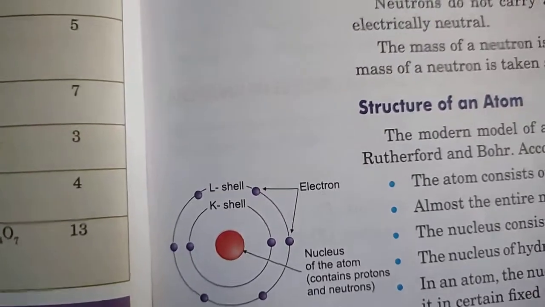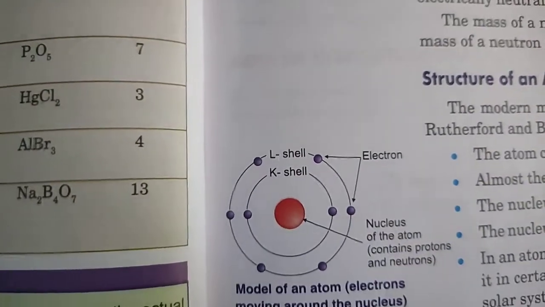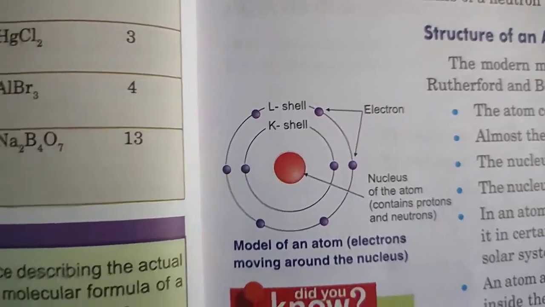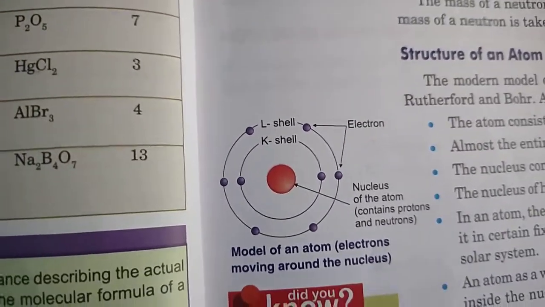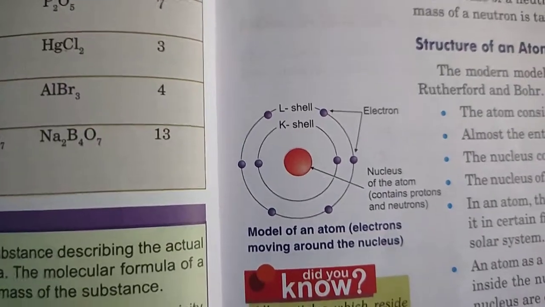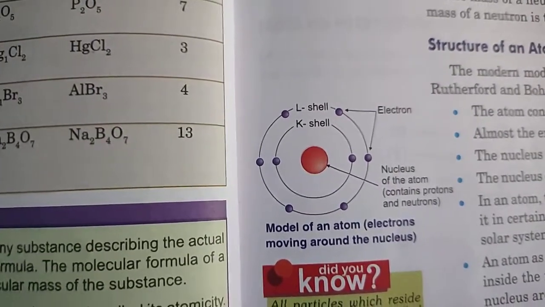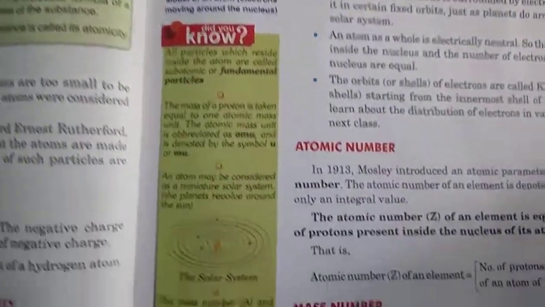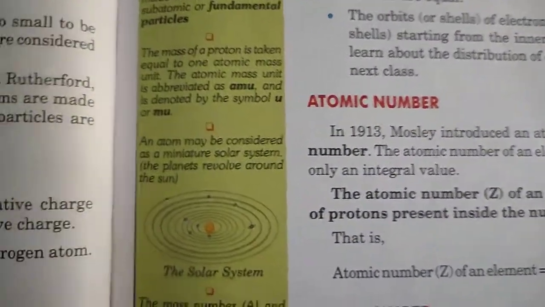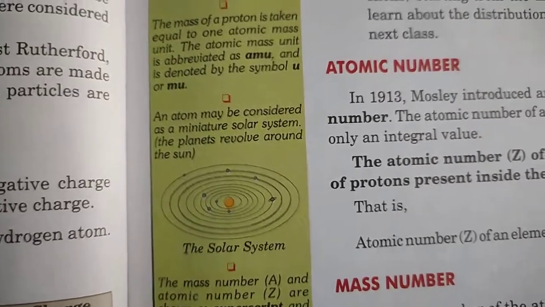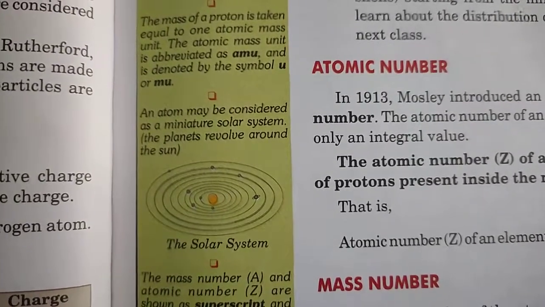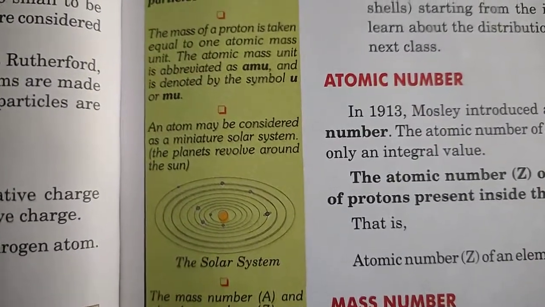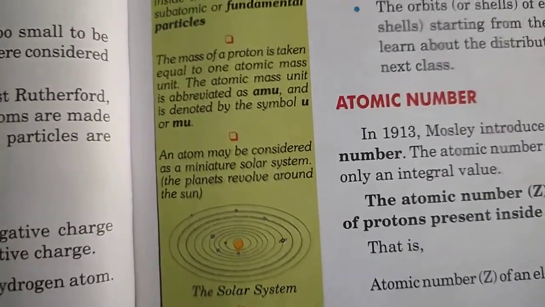You should remember only that electrons revolve in certain fixed orbits, and the nucleus is in the center. It is a positively charged core. We call this the nucleus. The entire mass is concentrated in the nucleus. Now you see here the solar system. An atom is also considered a miniature of the solar system. Like planets revolve around the sun, electrons revolve around the nucleus.